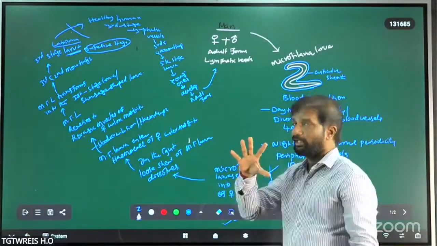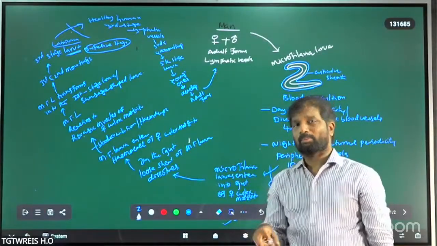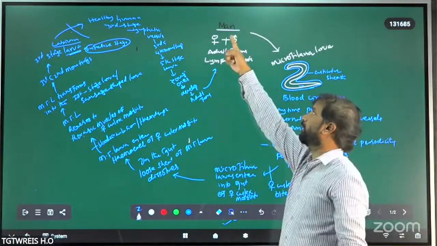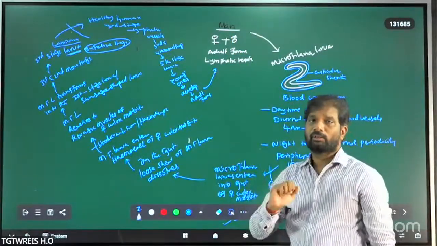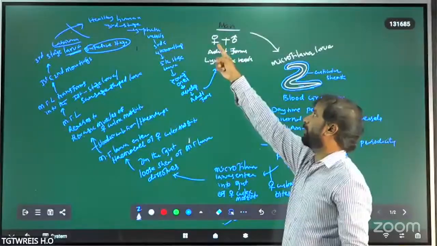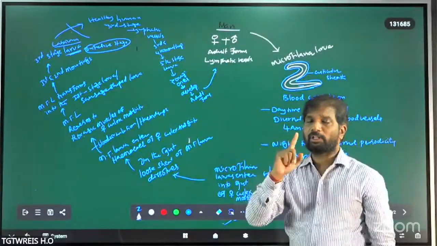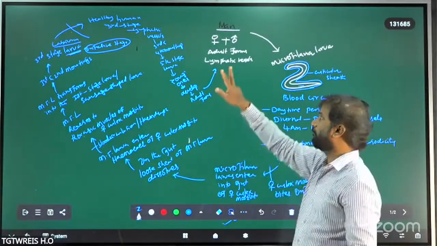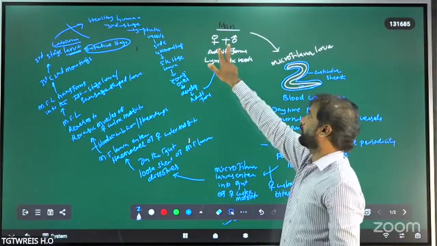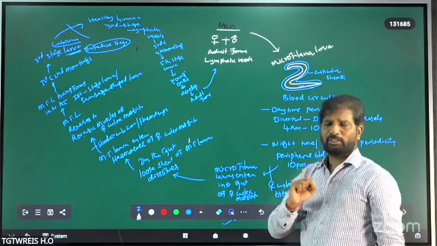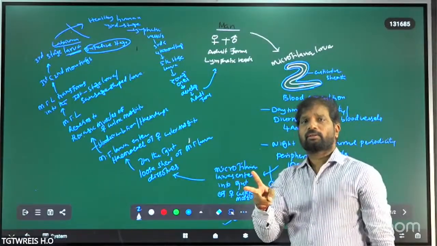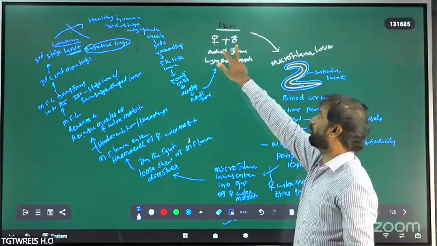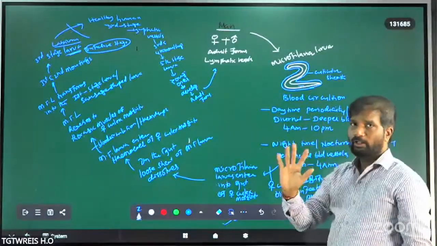Right now, once again I will repeat this life cycle because it is somewhat complicated, but you can make it easy. In the infected human being, female and male Wuchereria bancrofti adult forms are present in the lymphatic vessels. In between these organisms, copulation takes place. By this copulation, these forms release the microfilariae larvae.